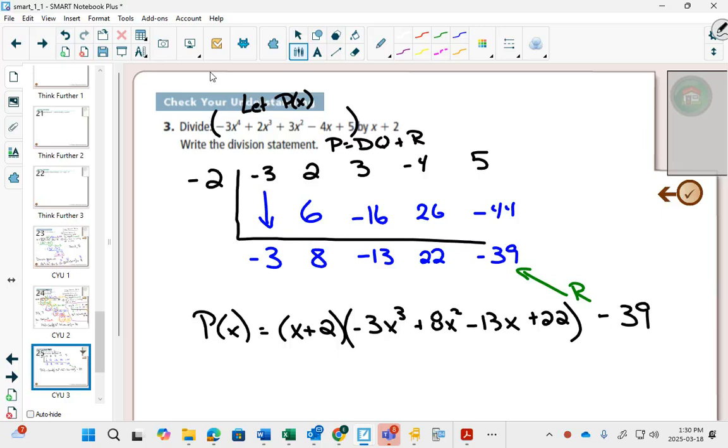There's our division statement, because this is the divisor, quotient, and the remainder. Your division statement is always divisor times quotient plus remainder. And if you were to actually multiply this out, everything would match up perfectly, except the last number would be 44, because 2 times 22 would give you 44. So you'd have to subtract 39 to make it work perfectly.